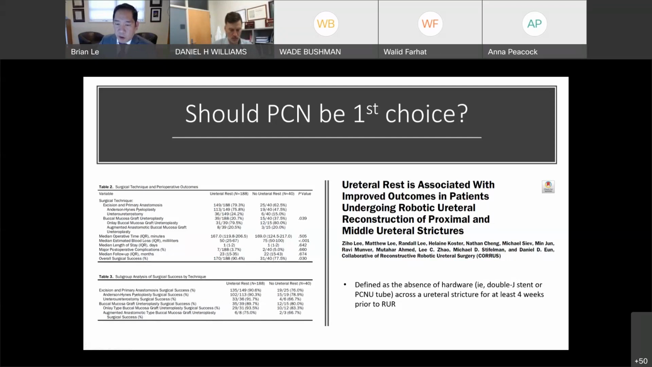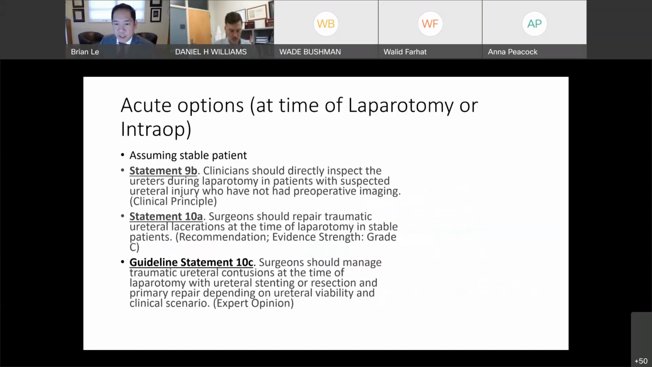But it's not wrong to divert. For example, if you're not comfortable doing a primary repair or re-implant, the guidelines would support you in doing a percutaneous nephrostomy and coming back to treat it at a later date. These are just some of the other statements. There's only a total of like 12, 13 statements, so it's easy to cover all of them.